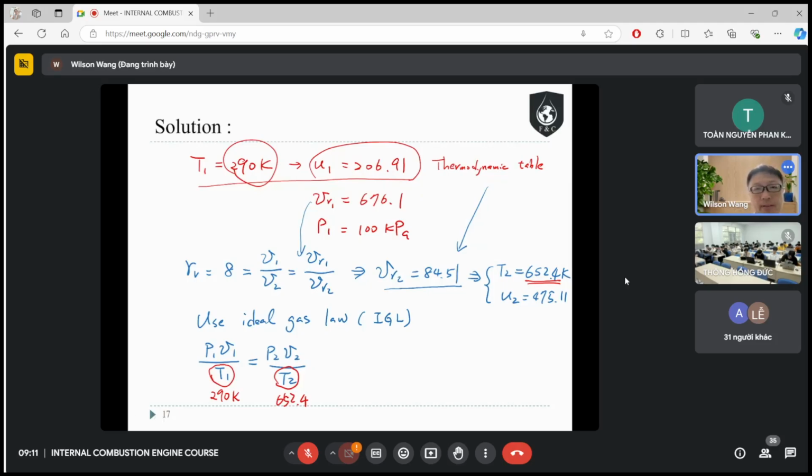V1, we only know V1 by V2, so we can do like this. So P2 equal to P1, T2 by T1, V1 by V2. Right? And V1 by V2 is here, which is our compression ratio, 8. So we get P2 equal to 1,799.7 kilopascal.